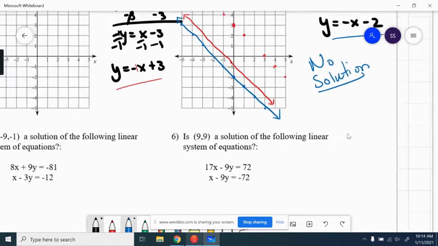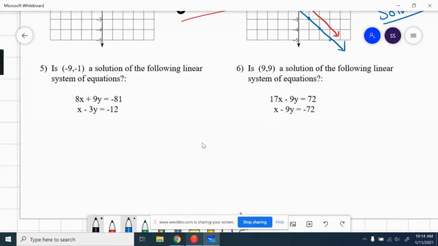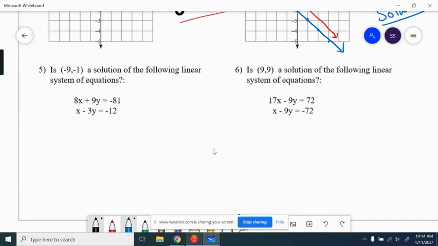All right, number 5 and 6, you just need to plug in your x and y values and see if they work out. Okay, so we have an x and a y, so let's plug it into the top equation first. So 8 times x, which is -9, plus 9 times -1 is equal to -81. So let's go ahead and solve this out. 8 times -9 is -72, plus 9 times -1 is -9. Add them together, that's -81 is equal to -81. So it checks out for the top. Does it check out for the bottom as well?